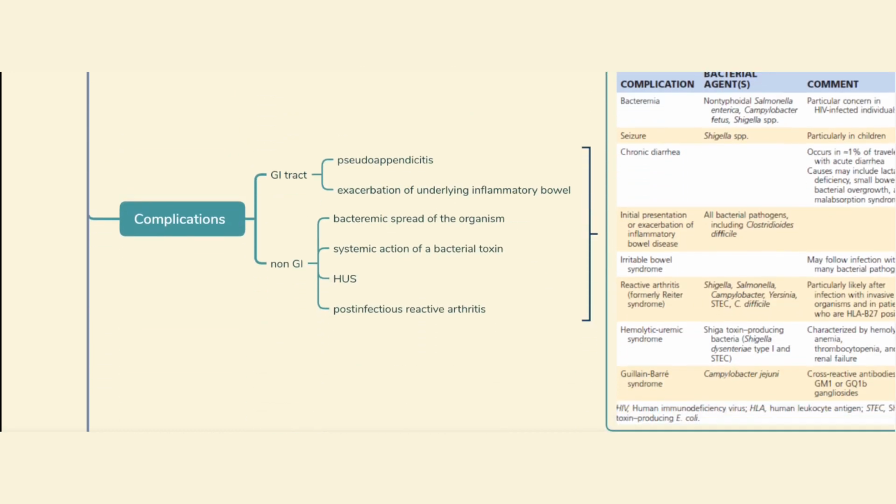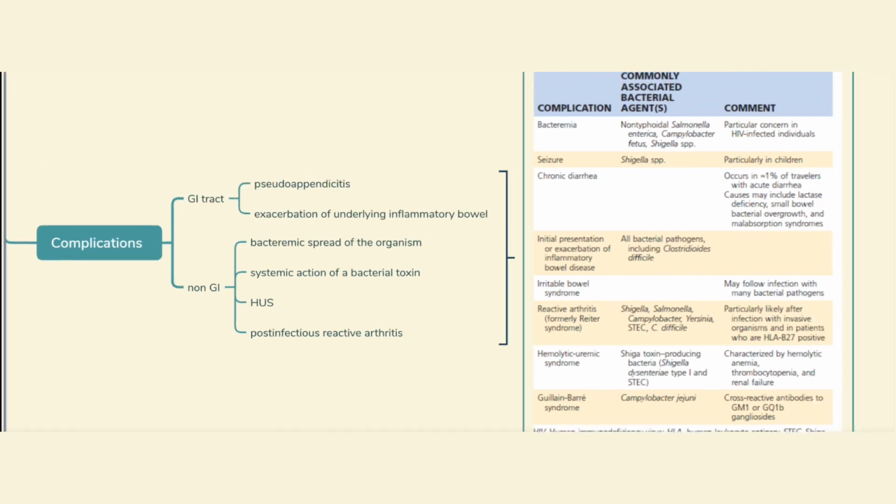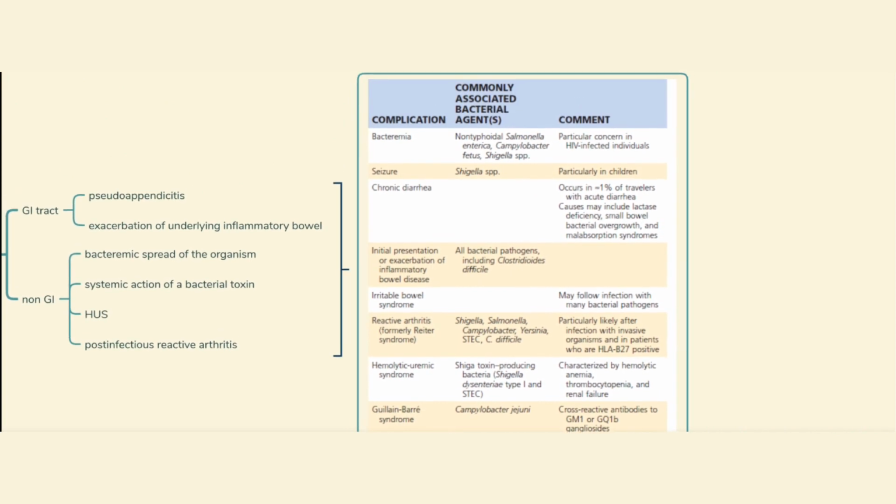And now we go into complications. The most common complications within the GI tract are pseudoappendicitis, especially from Campylobacter jejuni, and exacerbation of underlying inflammatory bowel disease. So patients who have Crohn's disease or ulcerative colitis will have exacerbations and remission episodes because of these other infections. Then we can have non-GI complications, for example, bacteremic spread of the organism, systemic action of a bacterial toxin, for example hemolytic uremic syndrome, and post-infectious reactive arthritis. Here we have a table with these complications.